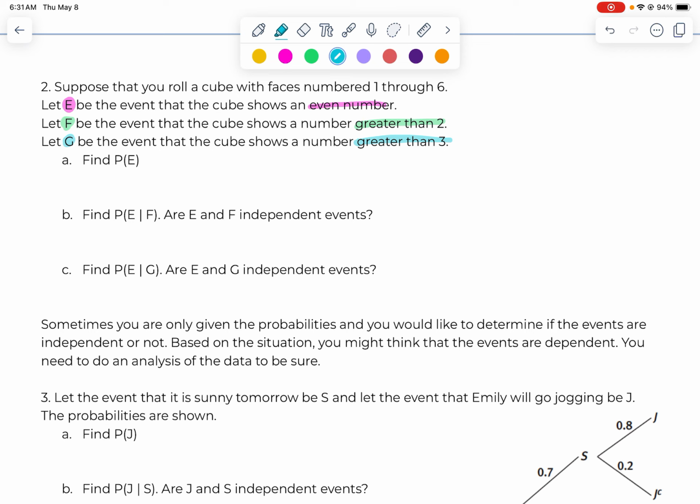So it just says we're rolling a cube numbered 1 through 6. So I'm going to list out all my options. And E says we want an even number. So 2, 4, and 6. So the probability for E, we have 3 options that are even divided by 6 total, which is 1/2, which is 0.5.